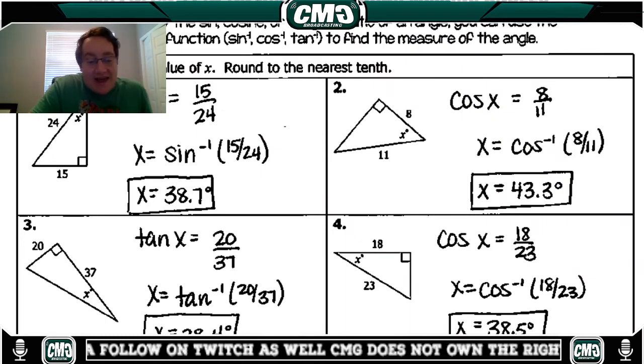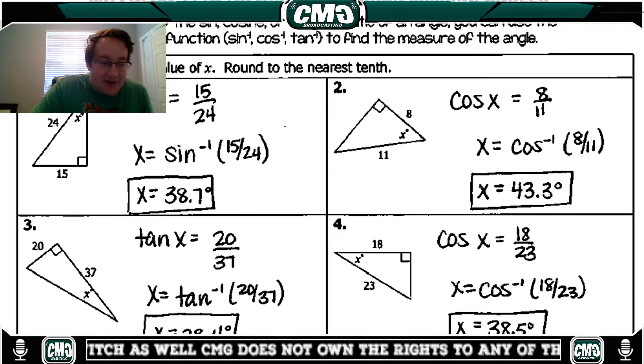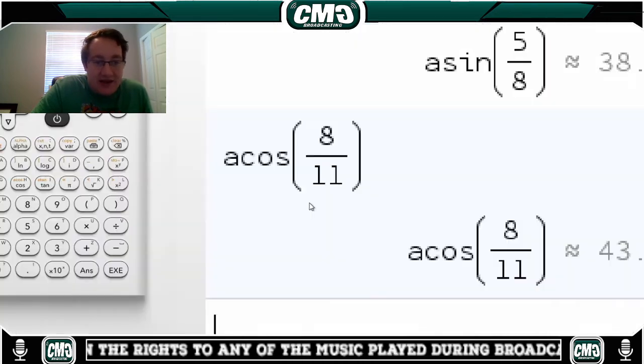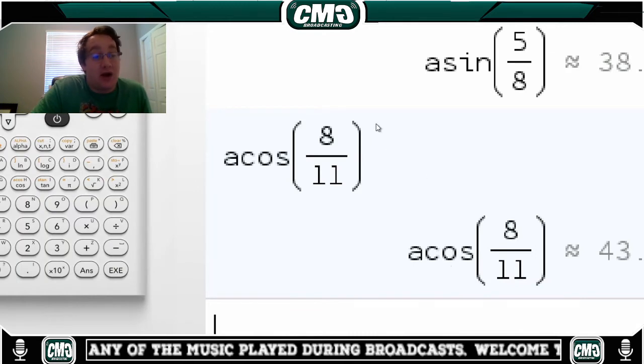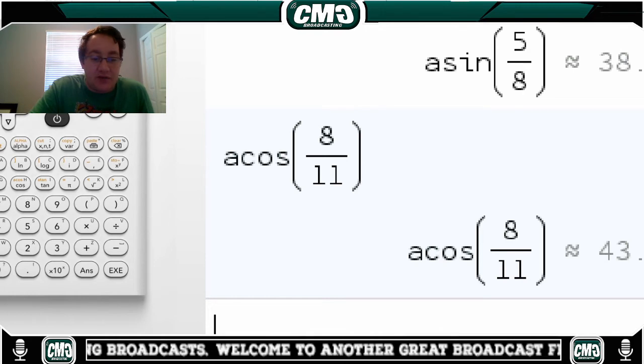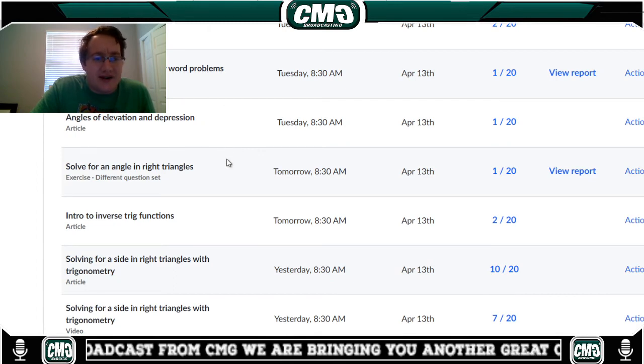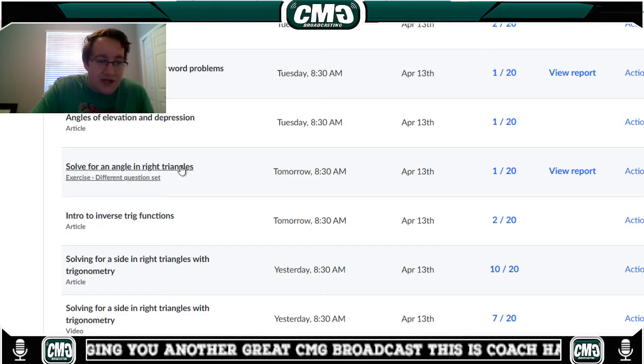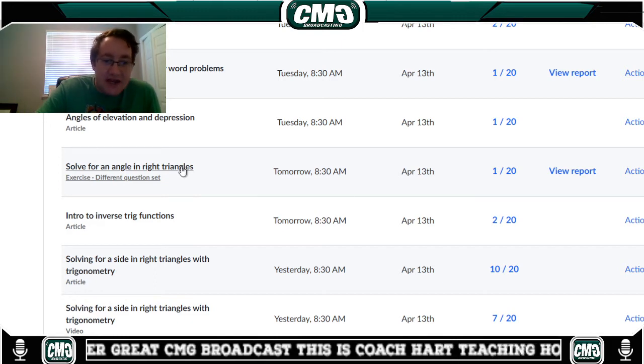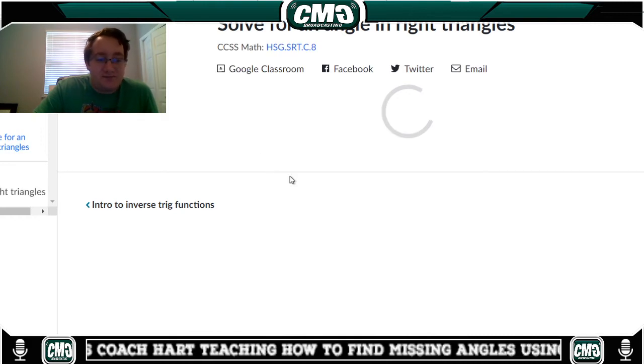So let's take a look at the Khan Academy assignment that we've got for today, and then that'll be it. As we'll get some more practice with this as well in IXL tomorrow, I will tell you that. But we'll make sure that we can take a look at the Khan Academy and go a little bit slower with that today. So notice here tomorrow at 8:30, solve for an angle in the right triangle. Again, we've got videos and articles there if you so desire.